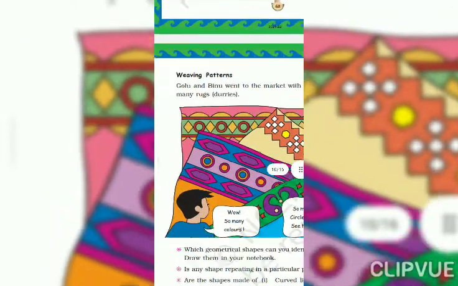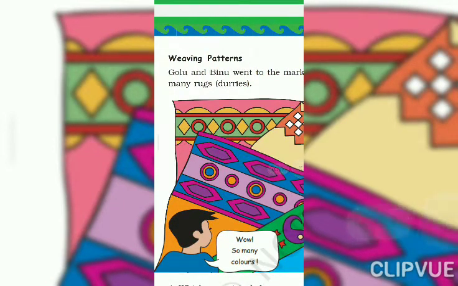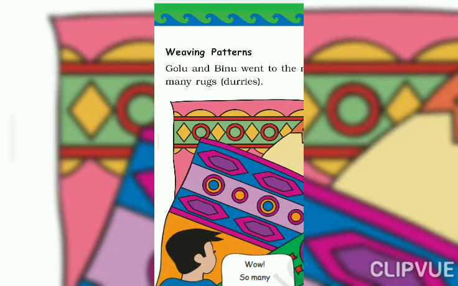Here you can see that the parallelogram and the circle are continuously in repeated form. First the parallelogram, then you can see the circle, again parallelogram, then circle. These two figures are continuously in repeated form, so that is known as a pattern.